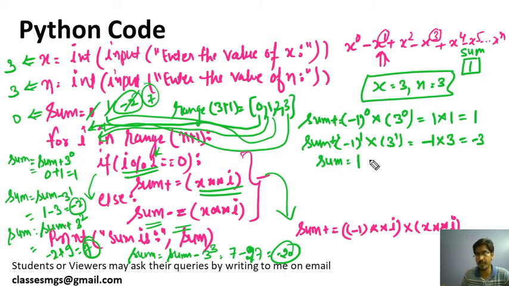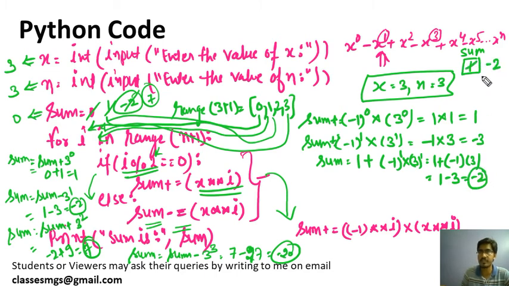Sum value is already 1 plus (minus 1) raised to power 1 into 3 raised to power 1, that will become 1 plus minus 1 into 3, that will become 1 minus 3, that will become minus 2. So the sum value will become minus 2 now. Next time again i will become 2.